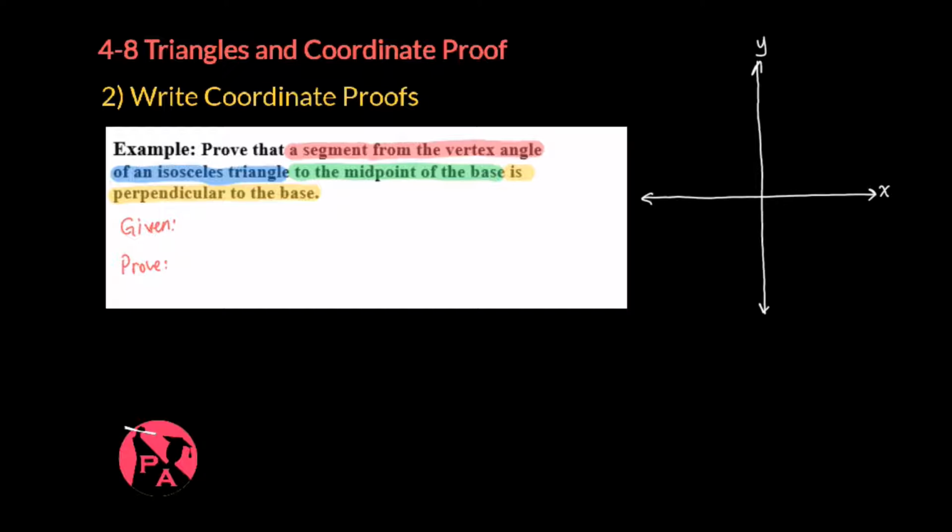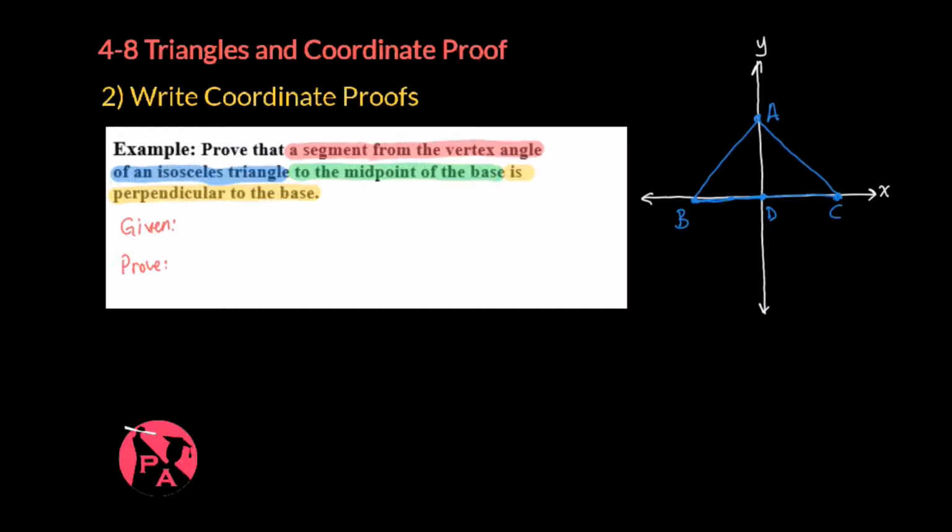So we have an isosceles triangle. Here's what I do when I have an isosceles triangle on the coordinate plane. Draw a random isosceles triangle, which means the legs are going to be congruent. Here is the base. Label the vertices A, B, and C. Now, let's say this point is point D.